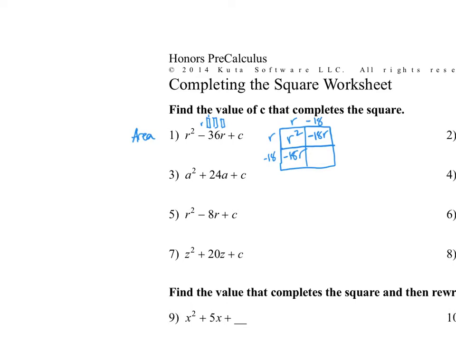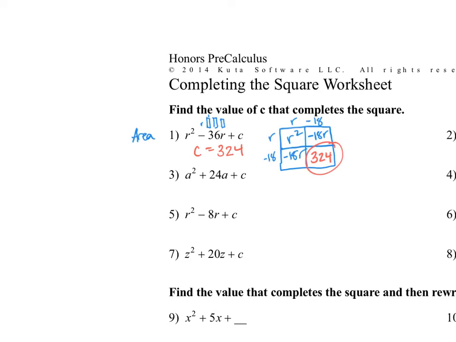So we have to actually complete the square, meaning what goes right here? Well, if we're thinking of area, this is r by r, or r squared. Negative 18 times r, negative 18r. So this would be negative 18 times negative 18, or in our case, that's going to be 324. So that's all we're looking at. So we can say that c is equal to 324.